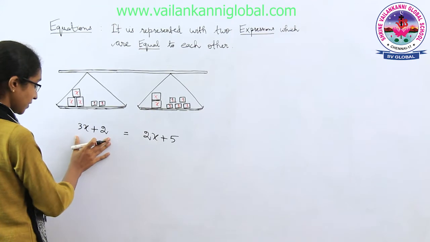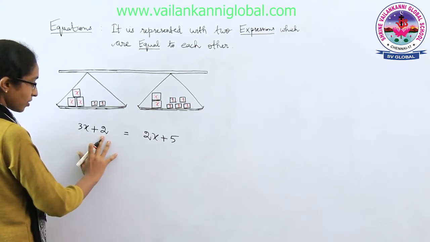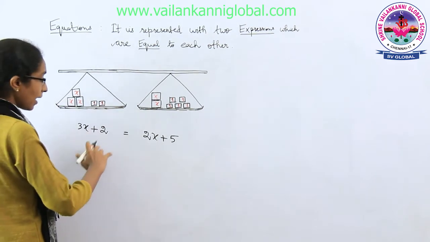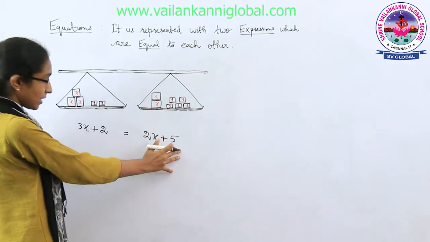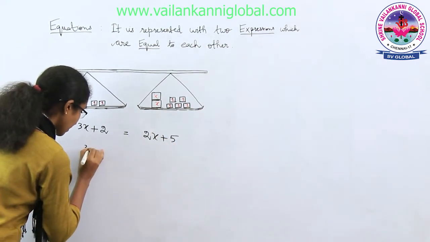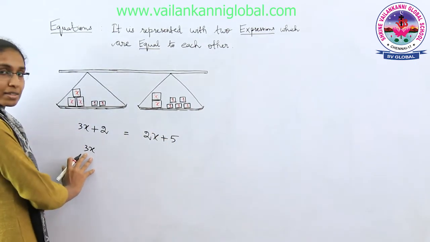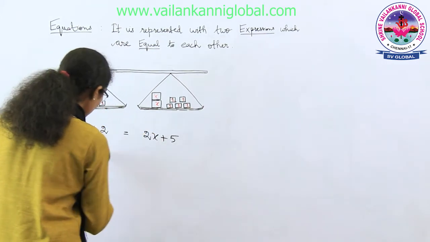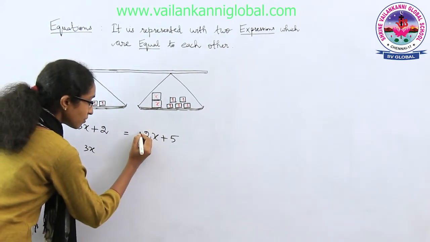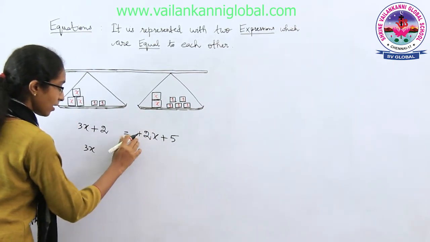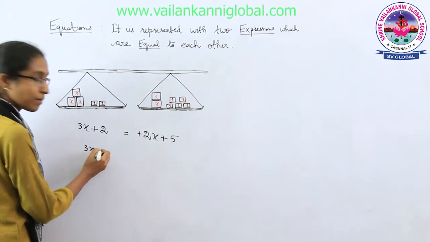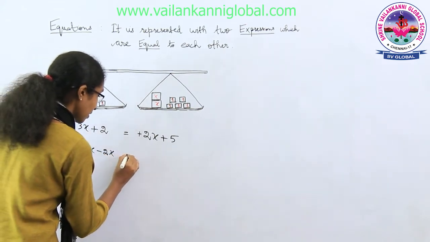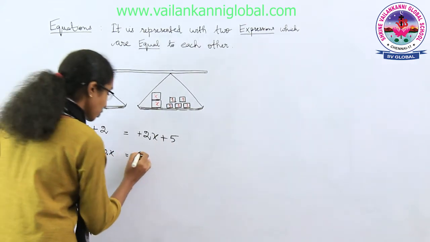So now look at the left hand side. We have 3x plus 2. So let us bring all the x terms to one side and take all the numbers to the other side. So we have 3x in the left hand side, which is kept as it is, and we bring 2x, which is in the right hand side, to the left hand side. So 2x, which is on the other side with positive sign, when it comes to the other side, it becomes negative. So it becomes minus 2x.